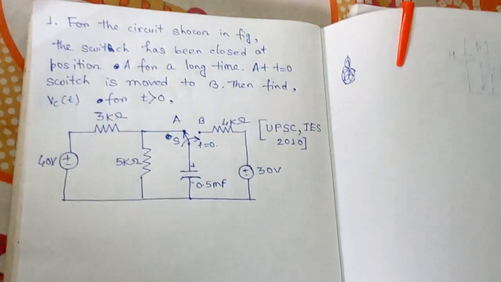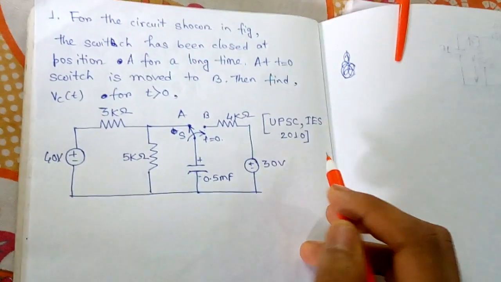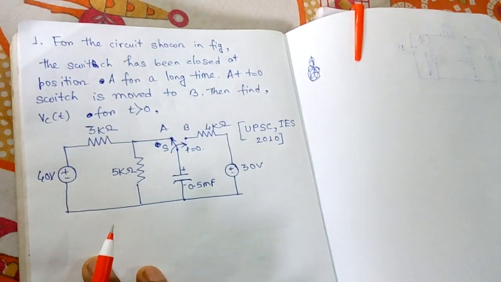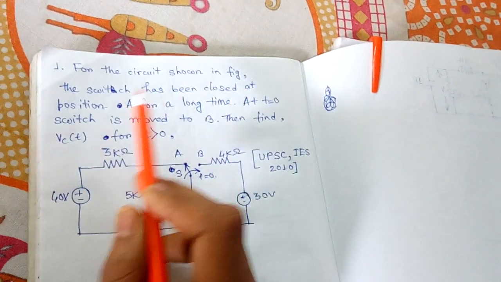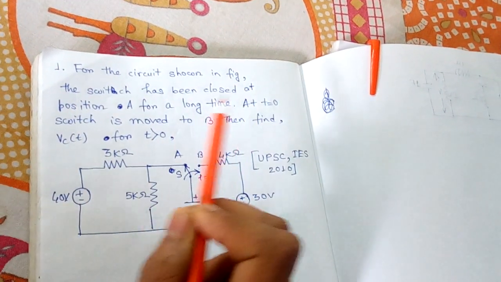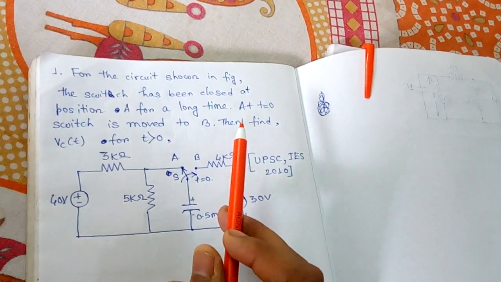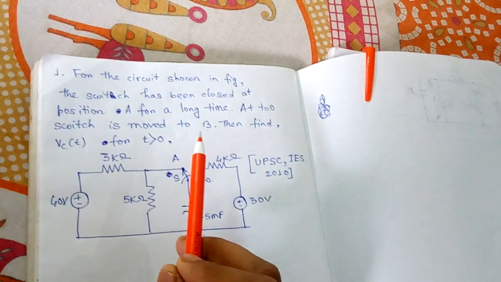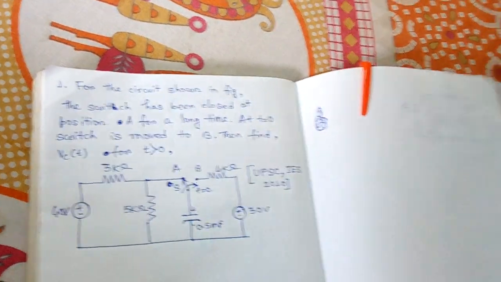Now, for better understanding, we will move to a problem. This is a problem from UPSC IAS 2010. The question is: for the circuit shown in the figure, the switch has been closed at position A for a long time. At t equals 0, the switch is moved to B. Then find VC(t) for t greater than 0.